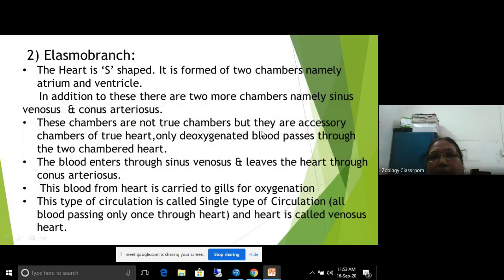Only deoxygenated blood passes through the two-chamber heart. The blood enters through the sinus venosus and leaves the heart through the conus arteriosus. This blood from the heart is carried to the gills for oxygenation or purification, and this type of circulation is called single circulation. So all blood passes only once through the heart, and the heart is called a venous heart.